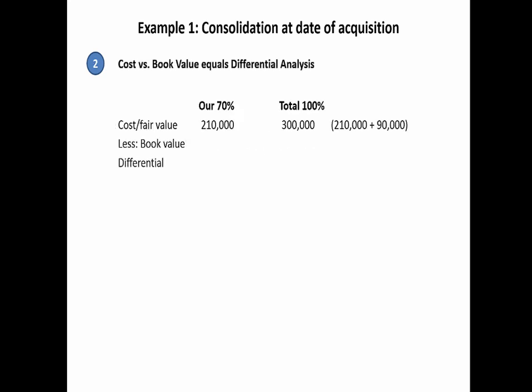The first thing we do is our cost versus book value equals differential analysis. And so again, the cost of our 70% was $210,000. The total fair value is $300,000. Again, that's the cost or the value of our share, $210,000, plus the value of the non-controlling interest, $90,000. We then subtract out the book value, and again, the total book value was given as $300,000. Our share of that, or 70%, is $210,000. Leaving us with a zero differential.